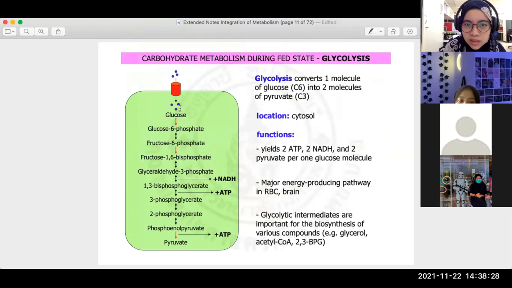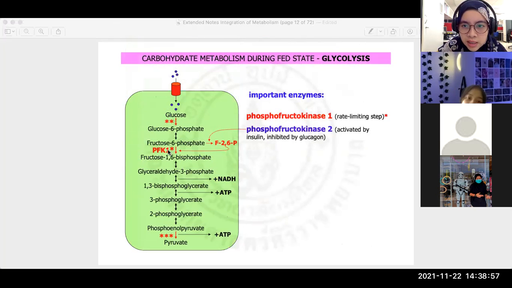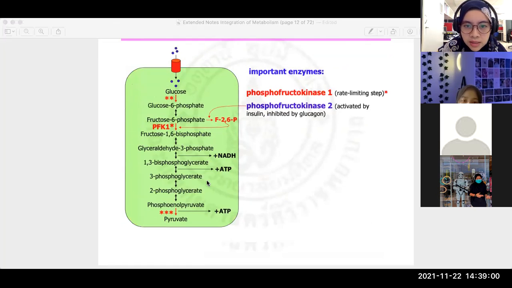Glucose will be converted into glucose 6-phosphate and so on, the glycolysis reaction. In glycolysis, one molecule of glucose is converted into 2 molecules of pyruvate, which is also important for us to remember. All these reactions take place in the cytosol. I won't go through all these details; you can go into it later. These are the important enzymes in glycolysis.